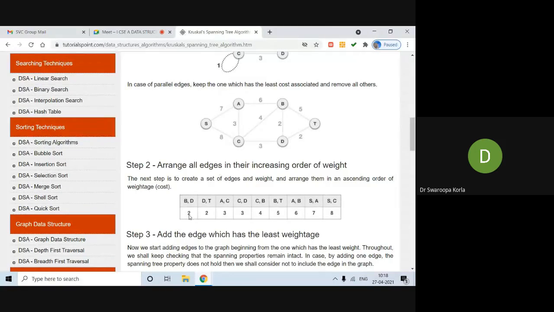See, now you need to draw a table like this. You have to consider which is the minimum edge weight value. Yes, B to D is the minimum value. So write down in the table, the first entry is B comma D. B is a vertex, D is a vertex, and the edge value is 2. Okay, and represent D to T. Yes, value 2. What is the next increased value? 3.